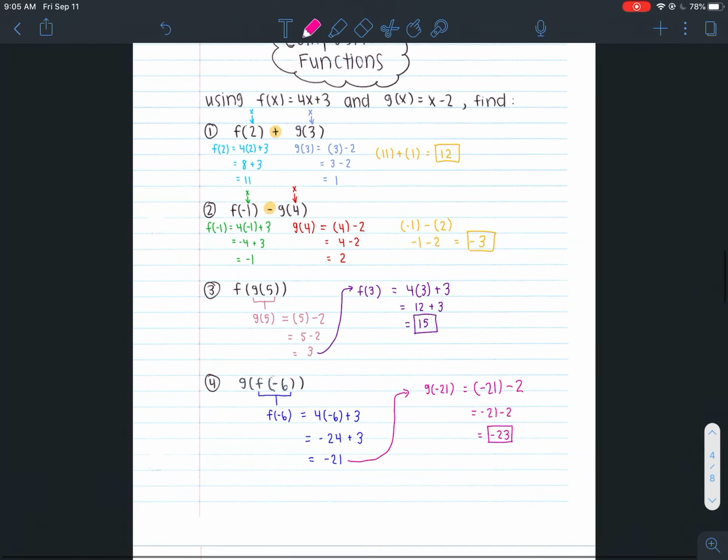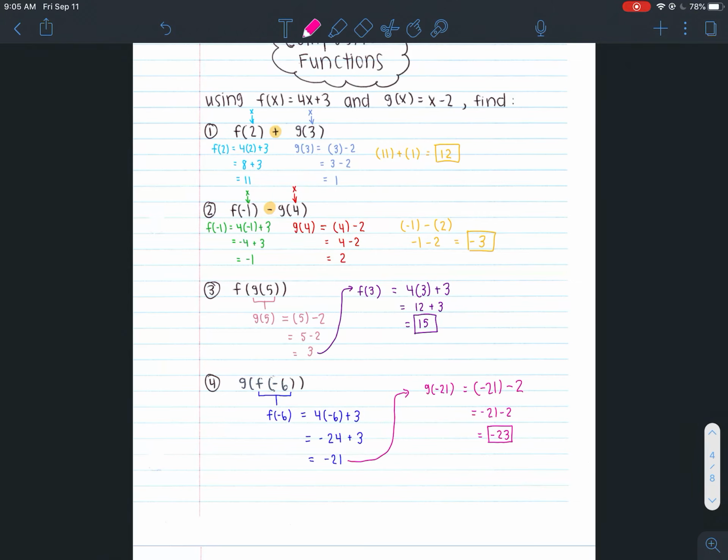Okay, so these can require some practice. Again, you want to break it down into parts. So with number 1, you're adding them. I would evaluate the f function, then evaluate the g function, and then I would add them. With number 2, I would evaluate the f function, evaluate the g function, and then subtract them.